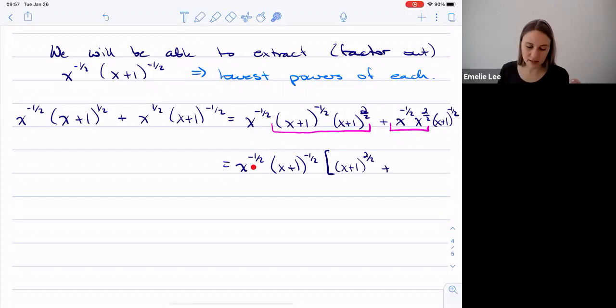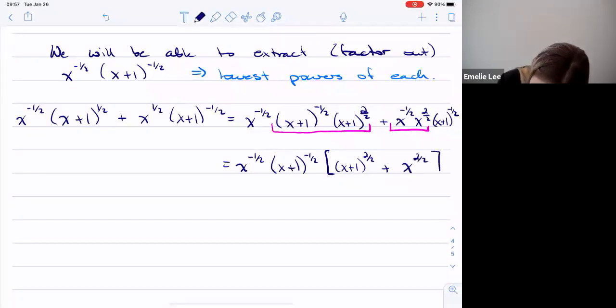Plus, okay, so I've got this x to the negative 1/2. I need to multiply by x to the 2/2. And then I've got this x plus 1 to the negative 1/2 already. So the only thing that's missing here is x to the 2/2.